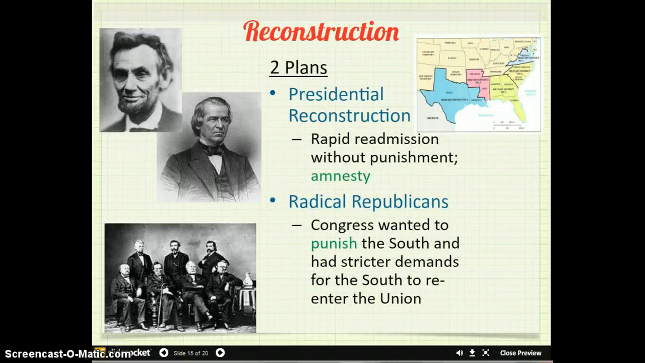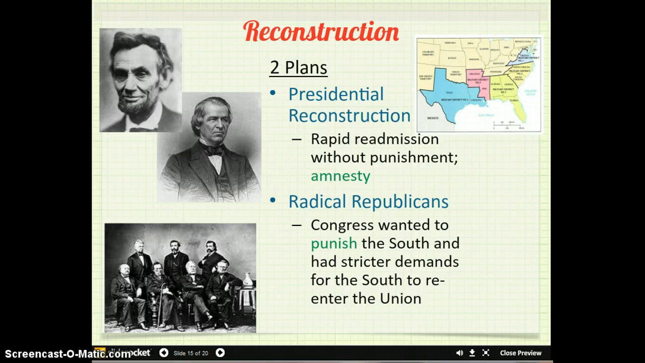The time period after the Civil War was known as Reconstruction, and this is when our nation was trying to figure out how to rebuild our country, how to rebuild the South. There were two plans: presidential Reconstruction, which was first introduced by Abraham Lincoln, and then after his assassination will be supported by Andrew Johnson. Presidential Reconstruction wanted rapid readmission of the South without punishment. So in other words, they were granting amnesty or forgiveness of the South.